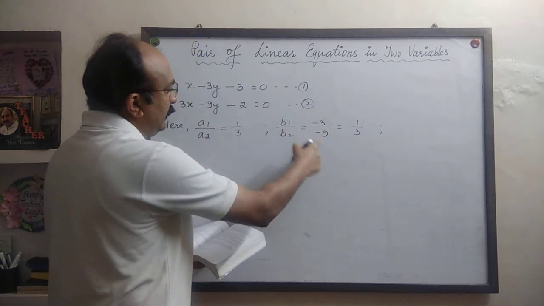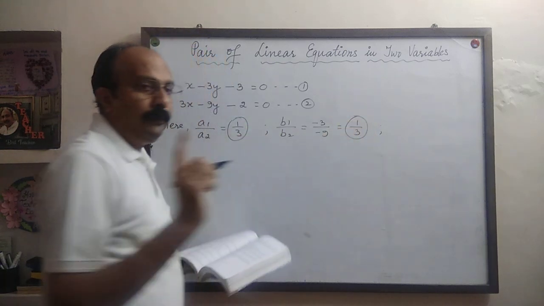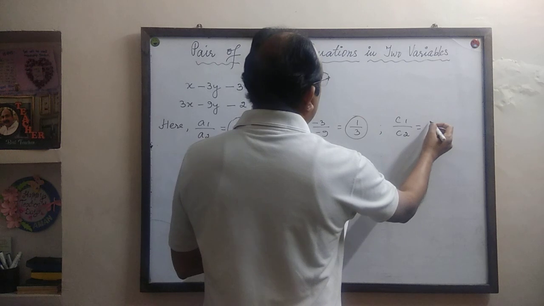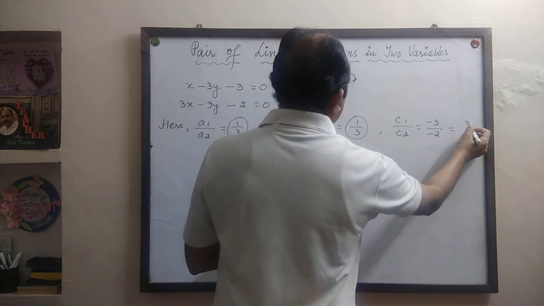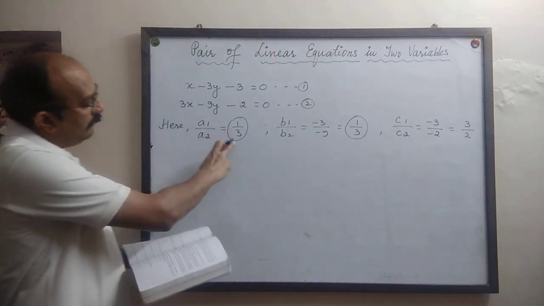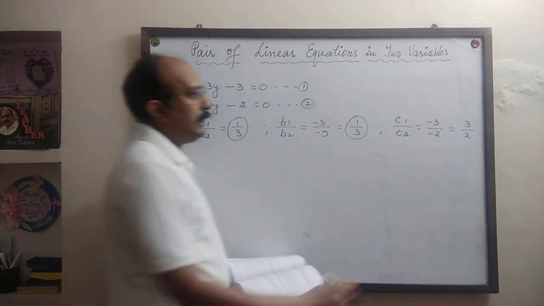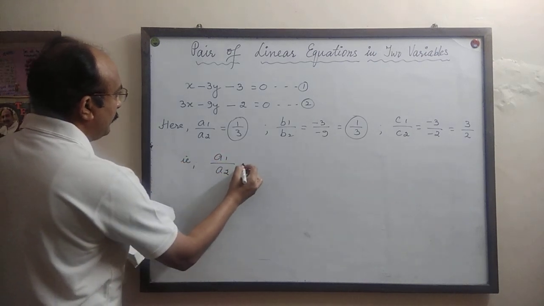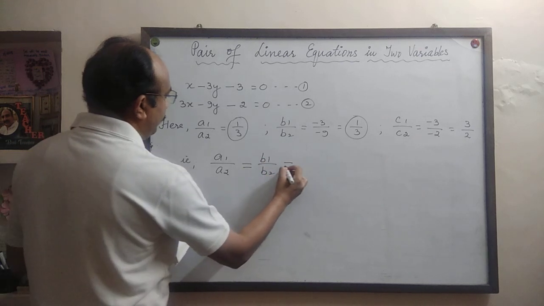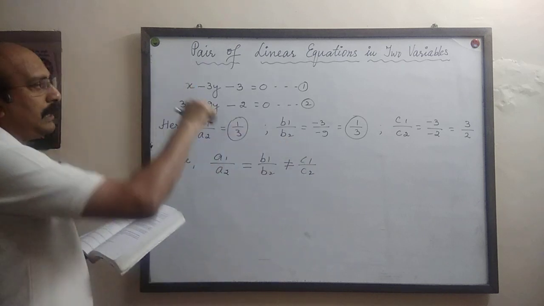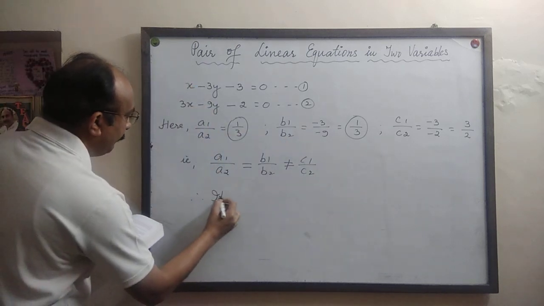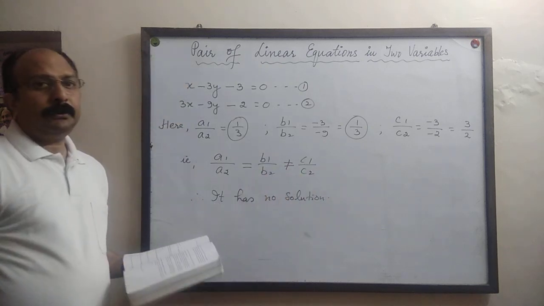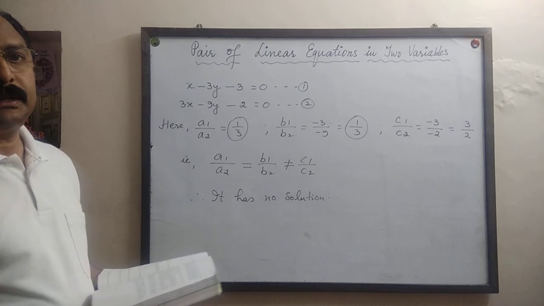Since a1 upon a2 and b1 upon b2 are equal, we have to find c1 upon c2 also. c1 upon c2 equal to minus 3 upon minus 2 equal to 3 upon 2. Here a1 upon a2 is equal to b1 upon b2 but not equal to c1 upon c2. Therefore, it has no solution. So we need not solve it further.